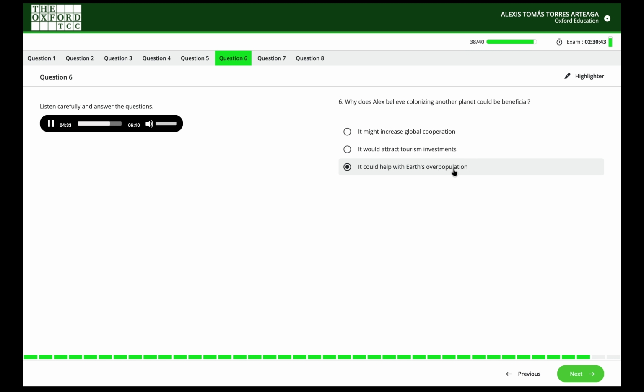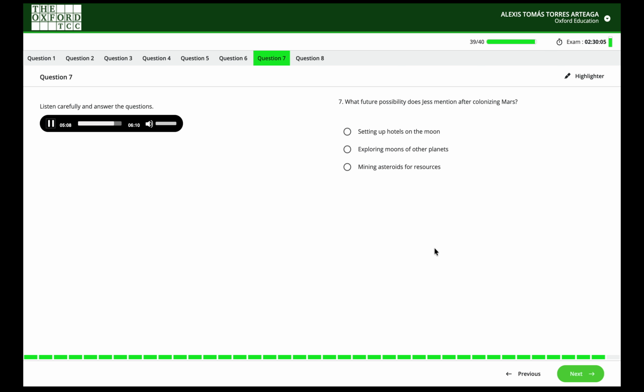Exactly. Plus, the journey itself is risky. It takes months just to get there, and astronauts would face radiation and isolation. It's not like a quick trip to the moon. True, but the potential benefits are huge. Colonizing another planet could help solve overpopulation on Earth and give humanity a backup plan in case something happens here. That's a good point. It would definitely change the future of humanity.